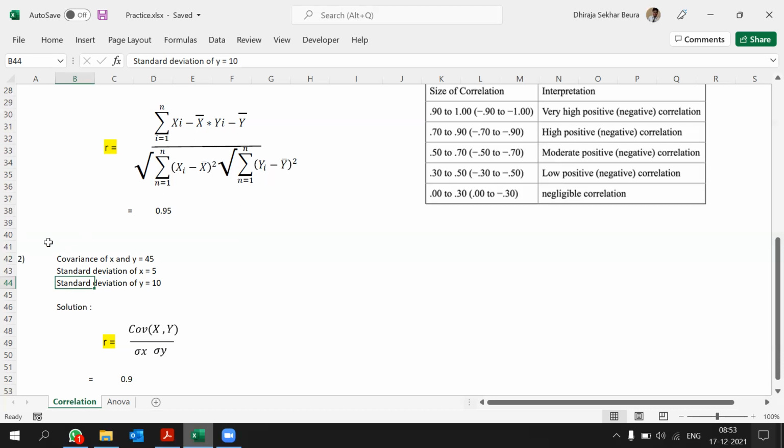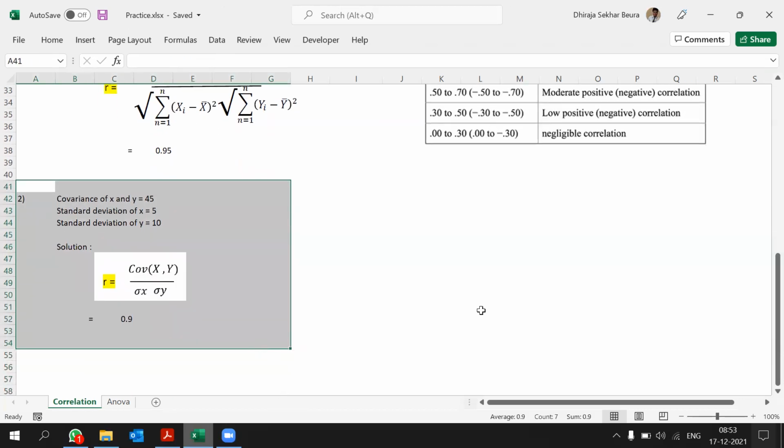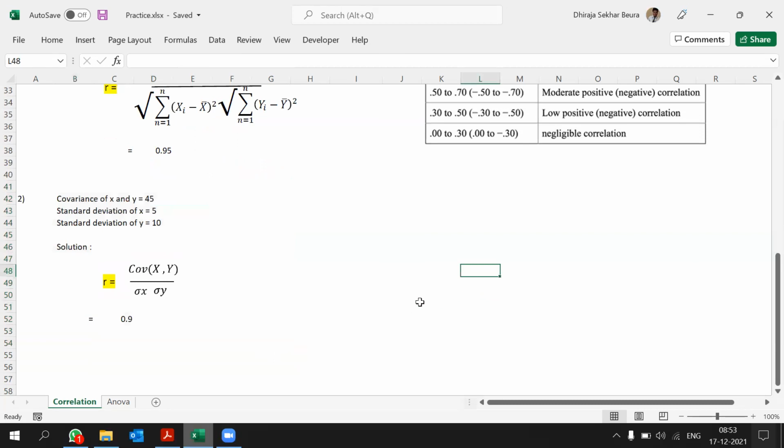Okay. So this is a perfect 2 marks question, by the way. Perfect 2 marks question. If there are no questions, I'll move to ANOVA. We are done with correlation now.